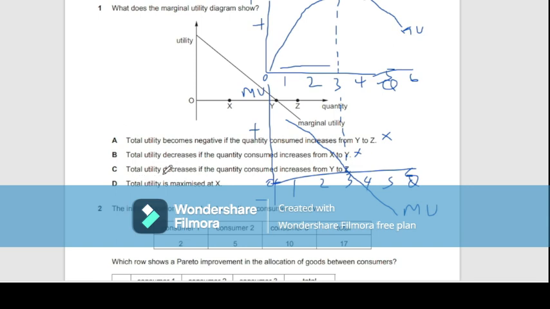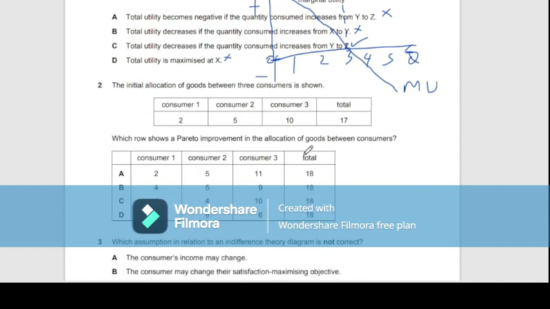Let's look at choice C. Total utility decreases if the quantity consumed increases from Y to Z. When quantity consumed increases from here to here, total utility decreases. So that is this region between this and this. So it's true, total utility is decreasing. Then total utility is maximized at X. Let's check. So X is here, which is around here. So total utility is only maximized at this point, that is point Y, which is 3 units. Therefore, choice D is out. Let's move on to the second question.